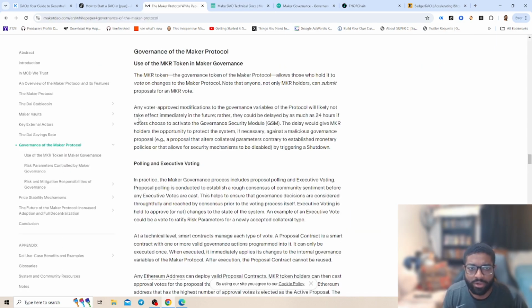We're going to read a bit of this and go on to the next one. The MKR token, the governance token of Maker Protocol, allows those who hold it to vote on changes to Maker Protocol. Note that anyone, not only MKR holders, can submit proposals for MKR vote. A voter approved modification to the governance variables of a protocol will likely not take effect immediately. Rather, it could be delayed as much as 24 hours.